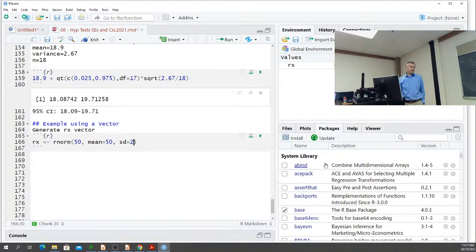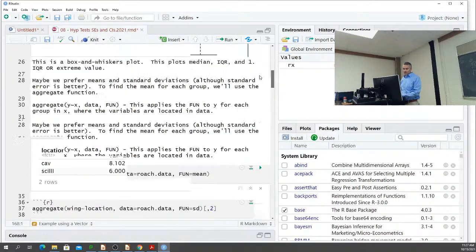Well, yeah, it should be 50 and 2. We're drawing a random sample from this distribution. Doesn't mean we'll actually get it. We'll have some variation. Maybe it's 50.1, maybe it's 49.9. Who knows? But we're drawing this random sample, so we have a vector. That's what we have. All right, so I ran it, so we have that.